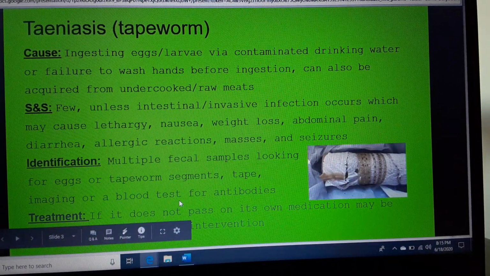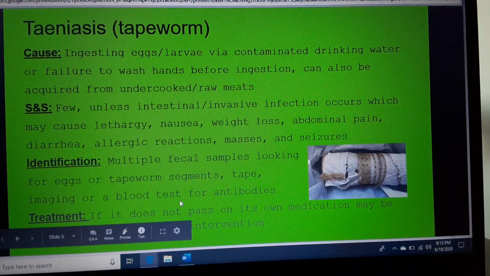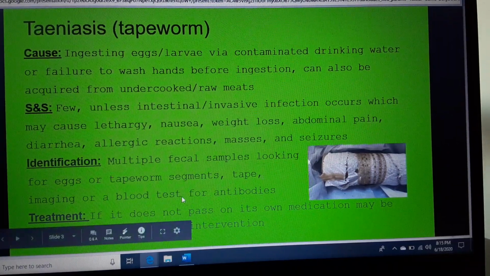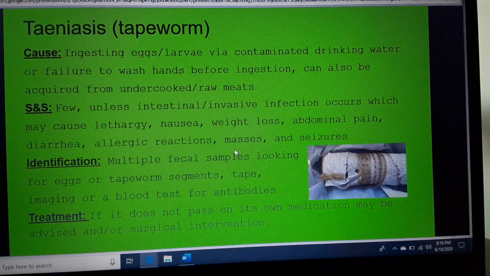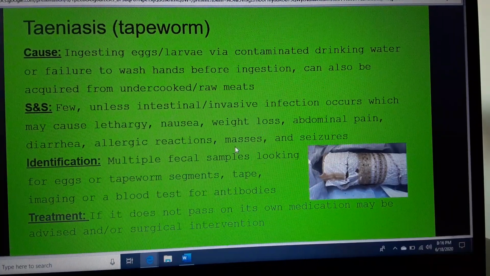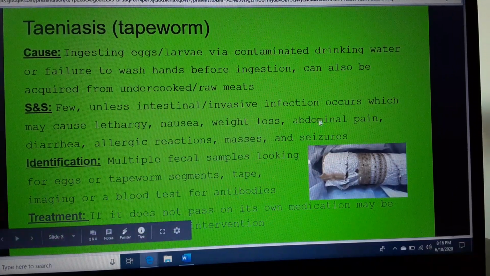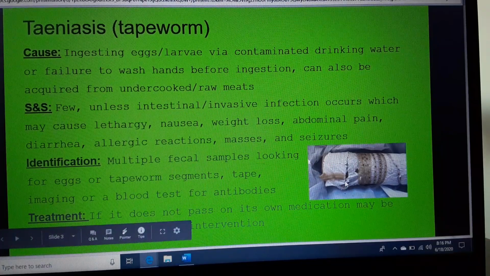Taeniasis is caused by ingesting tapeworm eggs or larvae. Symptoms may be absent or may be as extreme as an allergic reaction or seizure. Tapeworm can be identified using stool samples, imaging, or blood tests. Medication or surgical intervention may be advised with a positive diagnosis. In the bottom right, you can see that the tapeworm can be very long. The longest actually measured out at 108 feet.